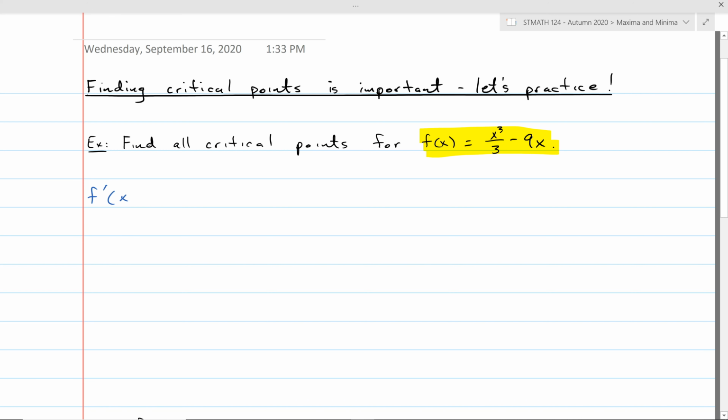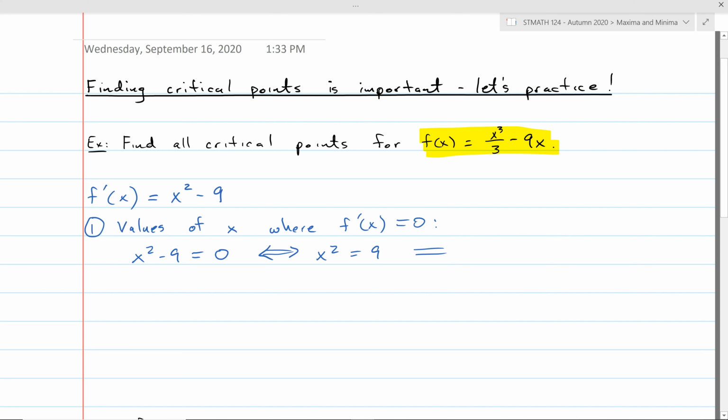So f prime of x, for this function, this shouldn't be too hard. You bring the 3 down on the first term, you get x squared, then you get minus 9. And so then you have two kinds of critical points, right? First, we're going to do values of x where f prime of x is equal to 0. So just take the derivative, which is x squared minus 9, and set it equal to 0 and solve for x. And pretty quickly you realize, by adding 9 to both sides and taking square roots, that x can be plus or minus the square root of 9, or in other words, plus or minus 3.